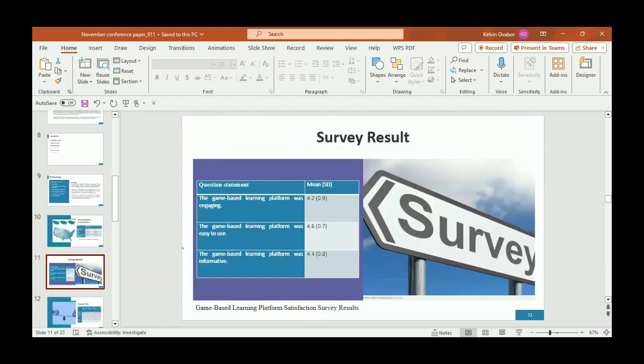Now, looking at this, we have the question statements which produced the survey results. The game-based learning platform was engaging. We have a mean of 4.2 with a standard deviation of 0.9. The second statement here is that the game-based learning platform was easy to use. We have a mean of 4.6 with a standard deviation of 0.7. The game-based learning platform was informative. We have a mean of 4.4 with a standard deviation of 0.8.